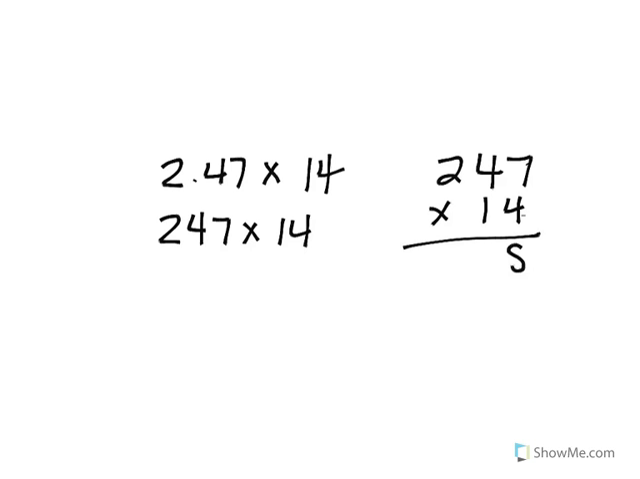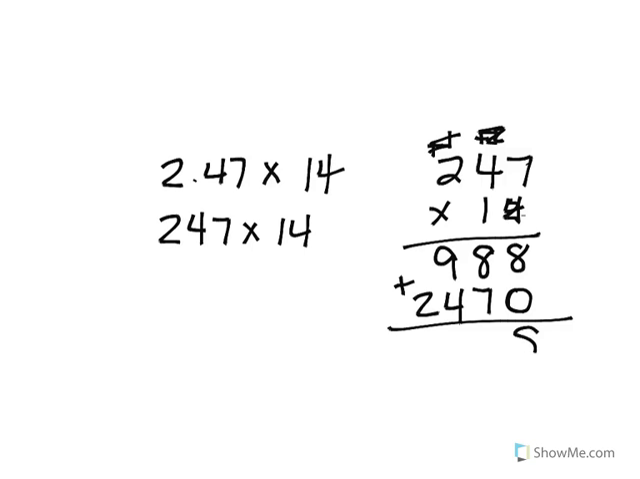4 times 7 is 28. I carry my 2. 4 times 4 is 16, plus 2 is 18. Carry my 1. 4 times 2 is 8, plus 1 is 9. So I'm done with that, I'm going to put my 0 just like I normally do. And then I'm going to do 1 times 247, right? So 1 times 7 is 7, 1 times 4 is 4, 1 times 2 is 2.